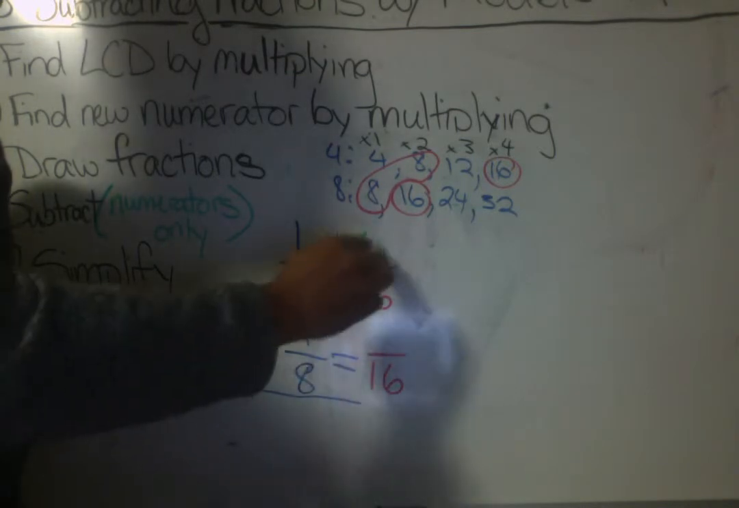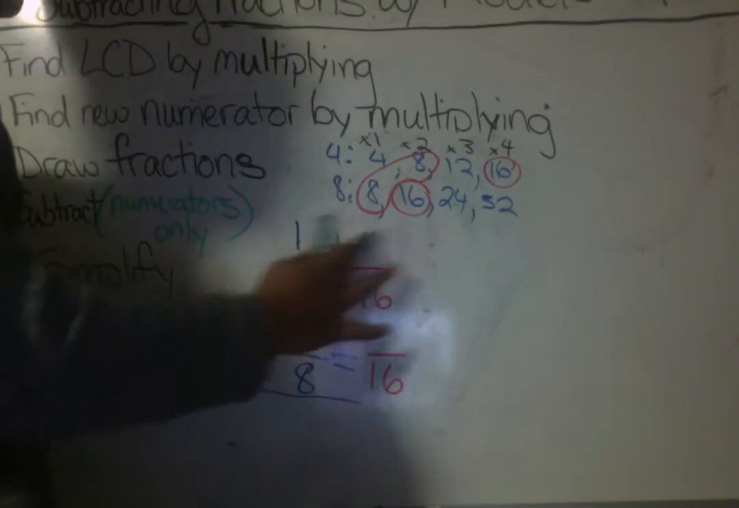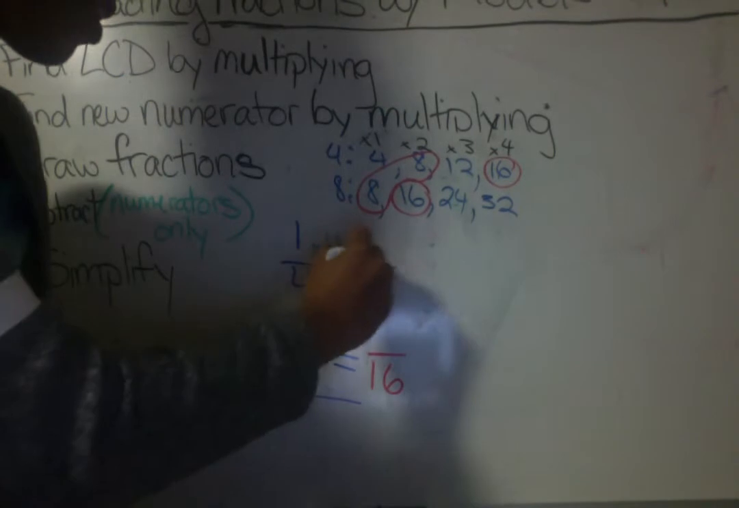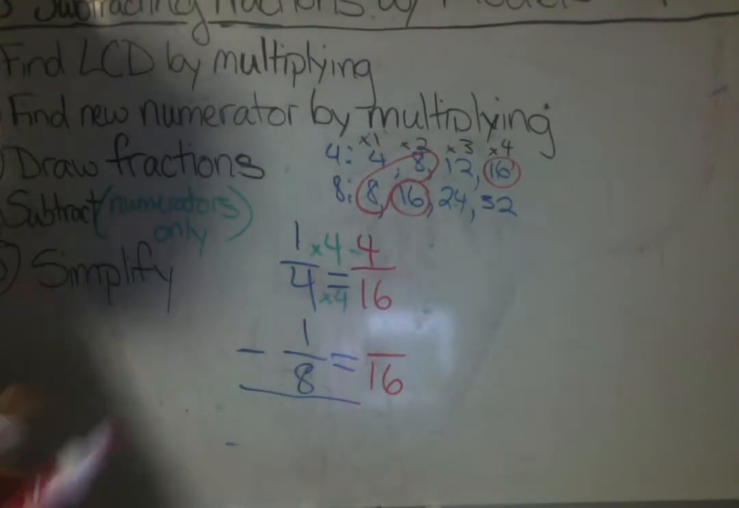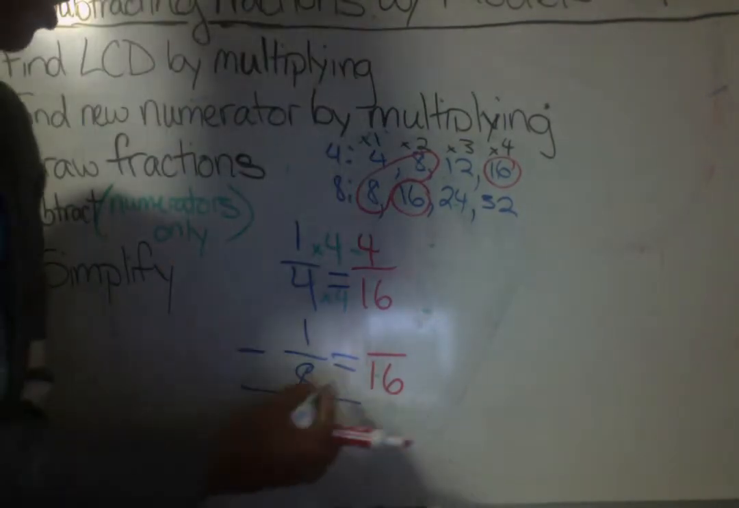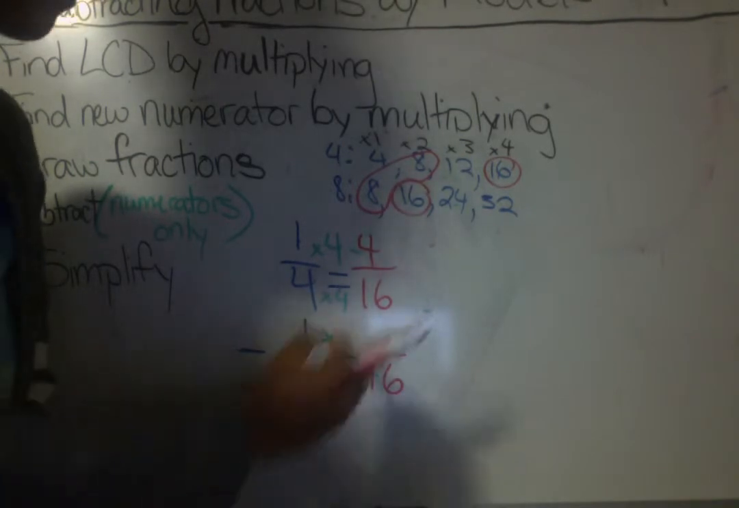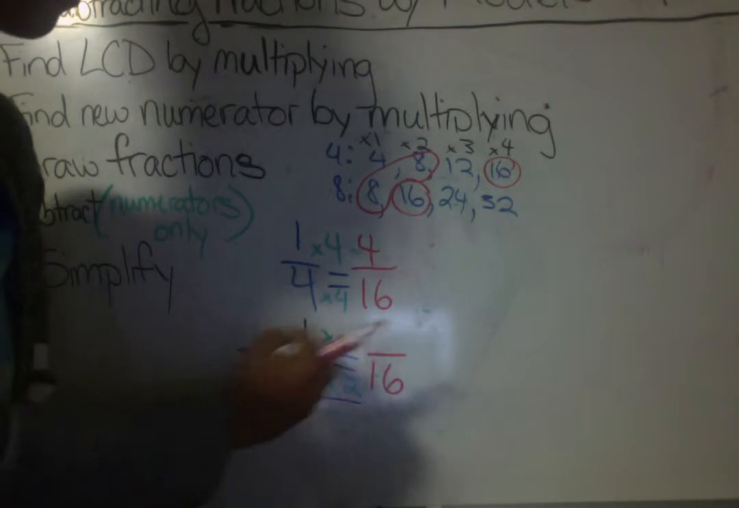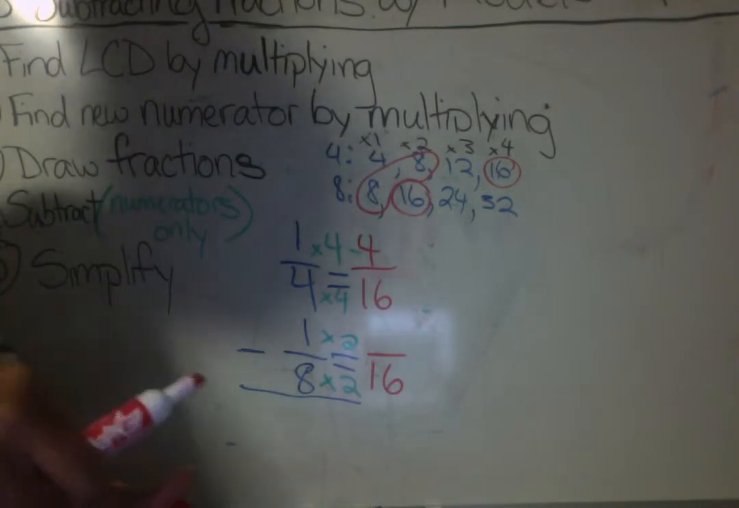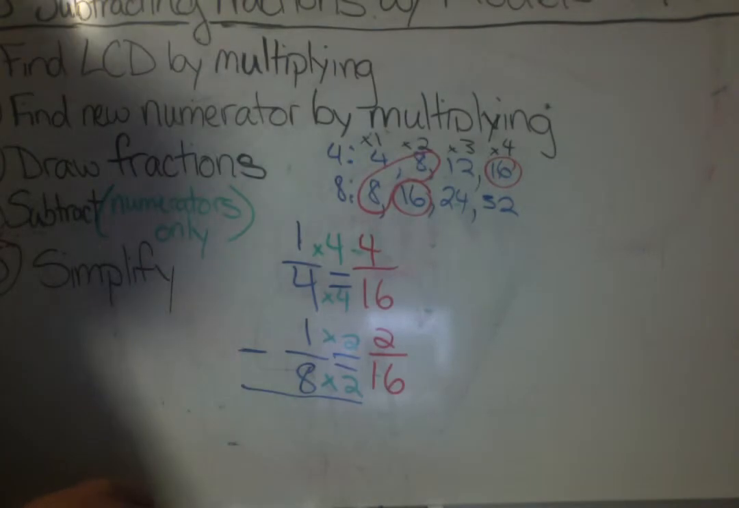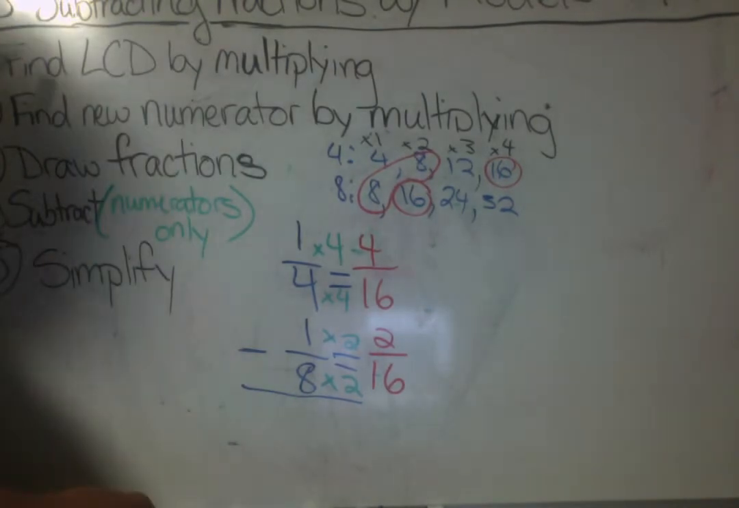1 times 4 is 4. So let me do the same color. My new numerator is a 4. The other fraction: going from 8 to 16, 8 times 2 is 16. So whatever I do to the bottom, I must do to the top. 1 times 2 is 2. So we've done step 1, we've done step 2.